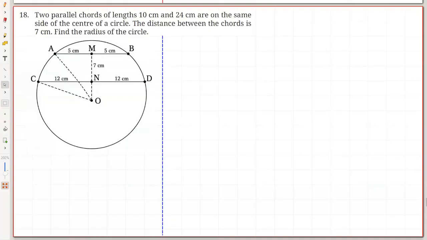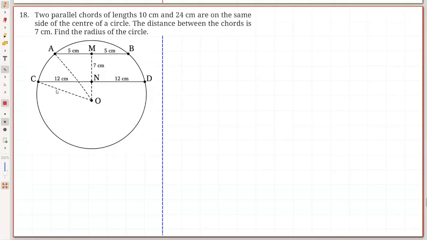Now this is the diagram. I am just taking two parallel chords, AB parallel to CD. AB is 10 centimeter and CD is 24 centimeter, and both are on the same side of the center of the circle. The distance between the two chords is given as 7 centimeter. I have to find the radius of the circle.